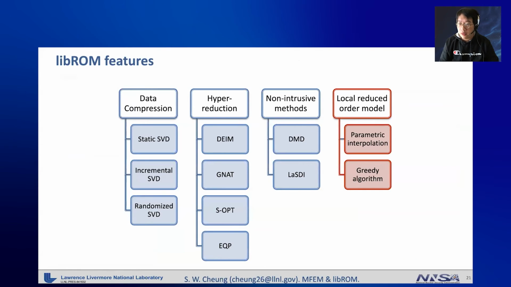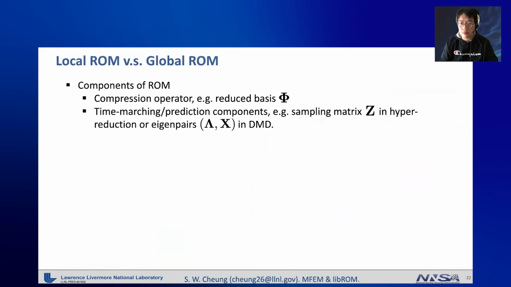So far we have introduced the ideas of projection-based and non-intrusive reduced order models and discussed some details to achieve the speedup. Now we are moving on to discuss some more details about the localization of the reduced order models for achieving better accuracy.